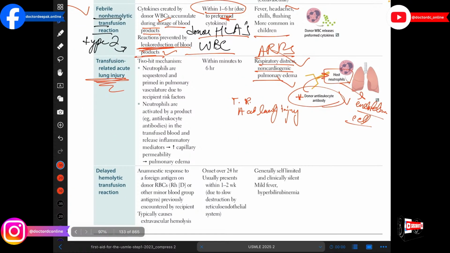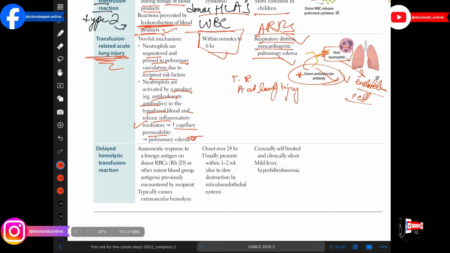There is a two-hit mechanism. One is neutrophils are sequestered and primed in the pulmonary vasculature. For the second hit, neutrophils are activated by products like anti-leukocyte antibody in the transfused blood and release inflammatory mediators that will increase capillary permeability and cause pulmonary edema. It also happens within minutes to 6 hours.